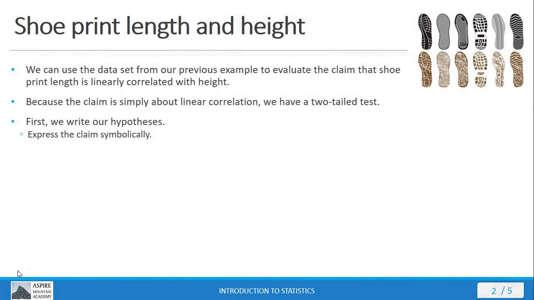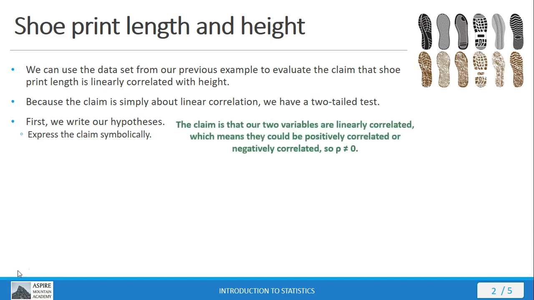So let's go back to the example we've seen in previous mini lectures comparing shoe print length with height. We can use the data set from that previous example to evaluate the claim that shoe print length is linearly correlated with height. Because we're not specifying positive or negative linear correlation, it's just general linear correlation, we have a two-tailed test. So the first thing we do is express our claim symbolically.